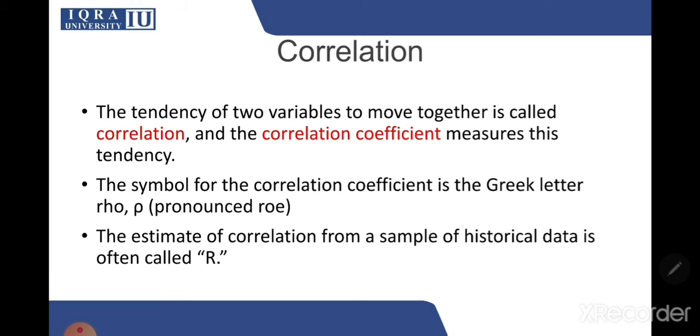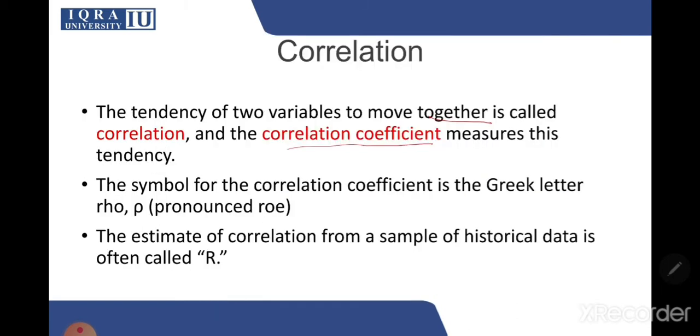The tendency of two variables to move together is called correlation, and the correlation coefficient measures this tendency. The symbol for the correlation coefficient is the Greek letter rho. The estimate of correlation from a sample of historical data is often called R.